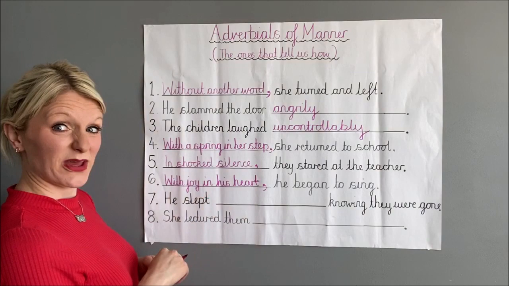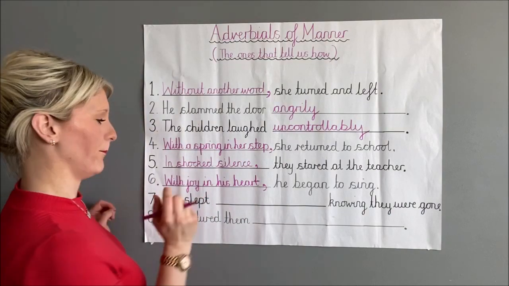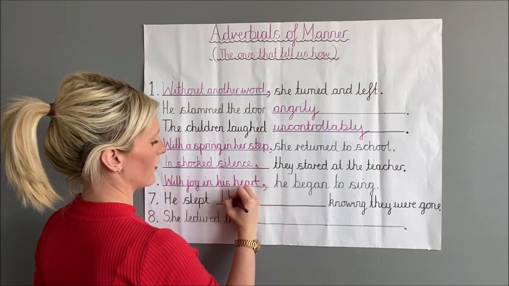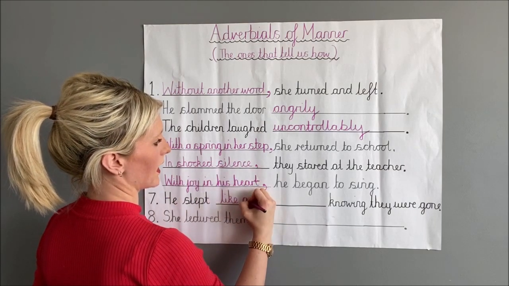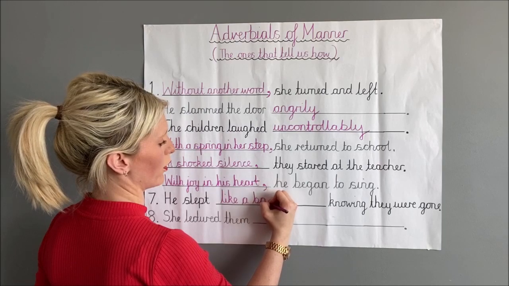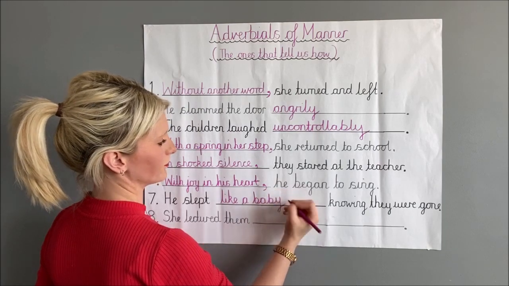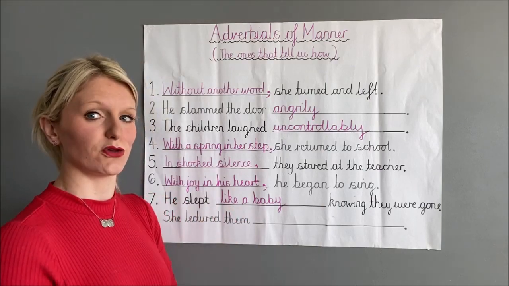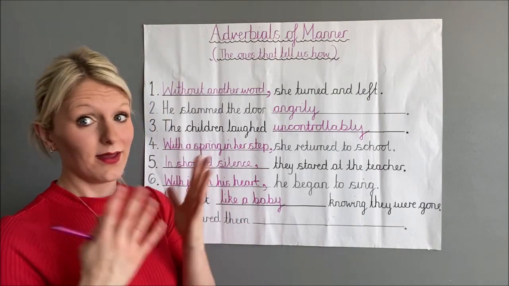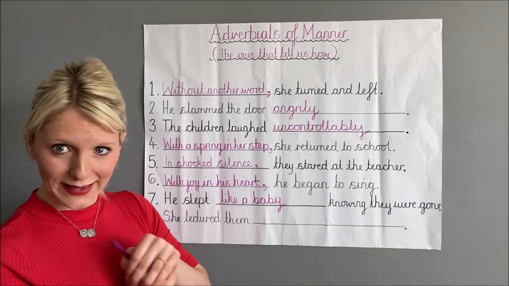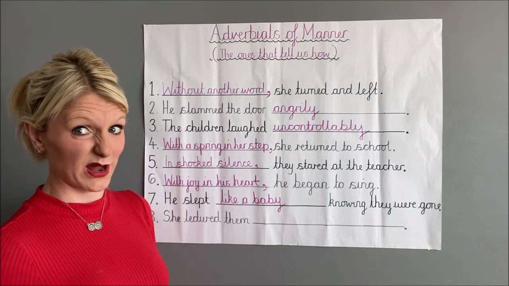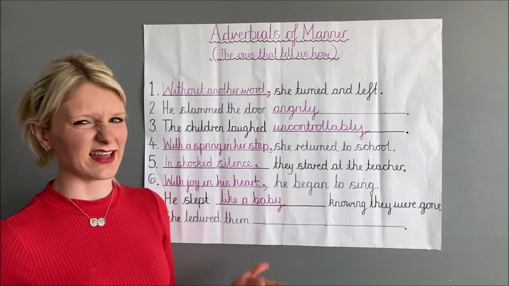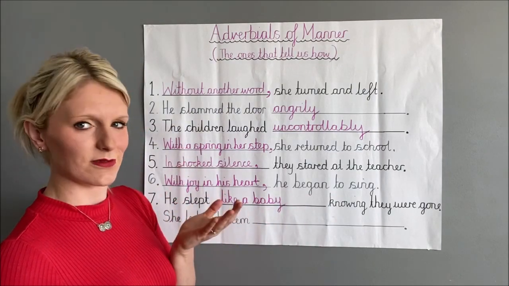I'm going to use a little bit of a simile. Sometimes similes can be adverbials, and I'm going to say he slept like a baby, knowing they were gone. And like a baby is quite a common expression that you might use when you're saying that someone sleeps really well. And as most parents know, that is complete rubbish because babies don't tend to sleep very well at all. But he slept like a baby, knowing they were gone. It tends to mean that they slept very peacefully.